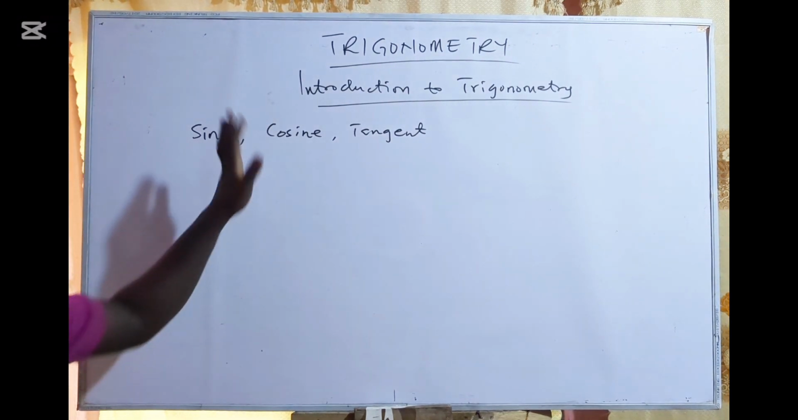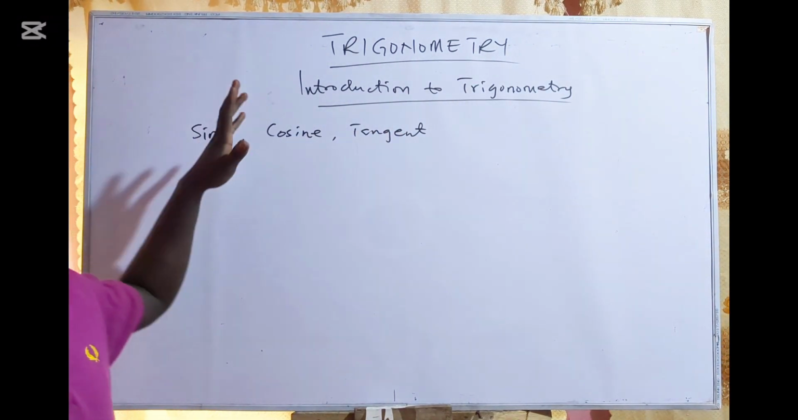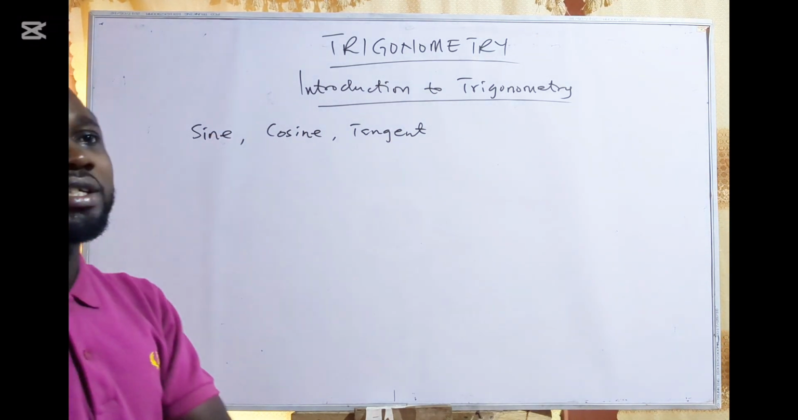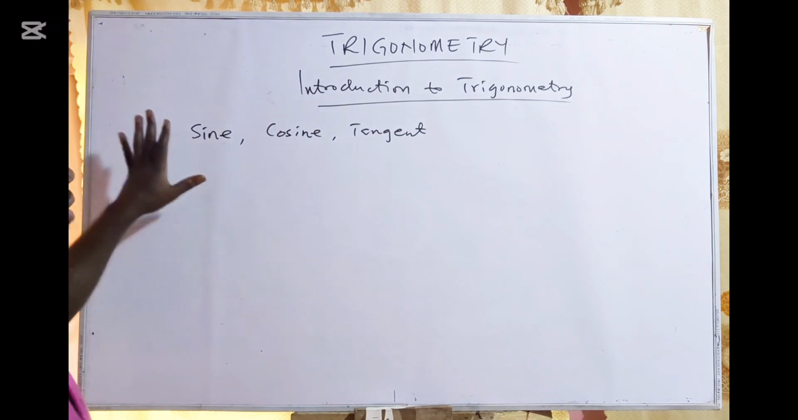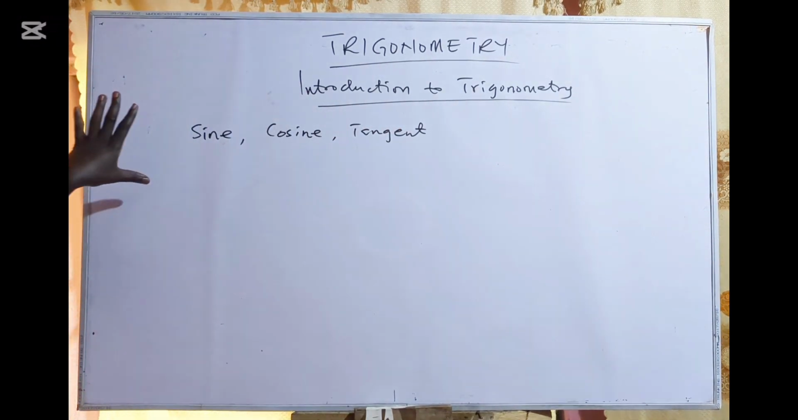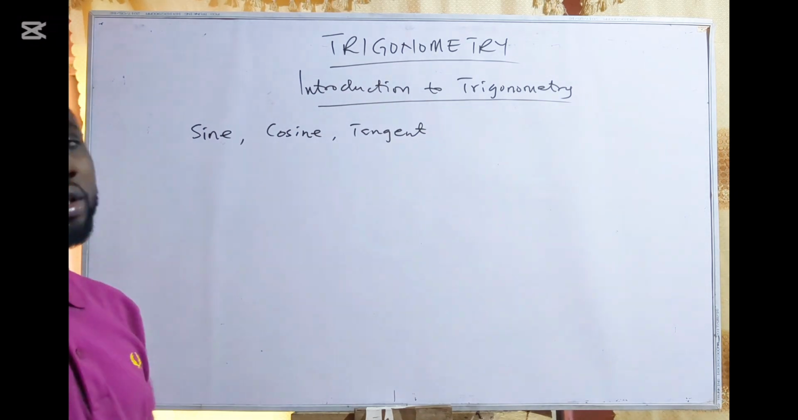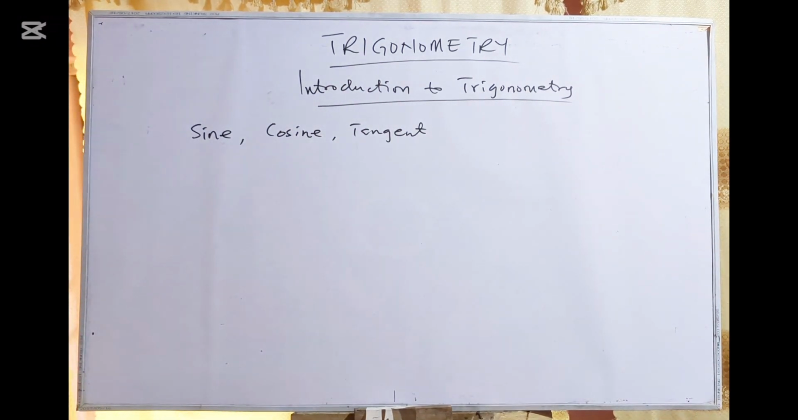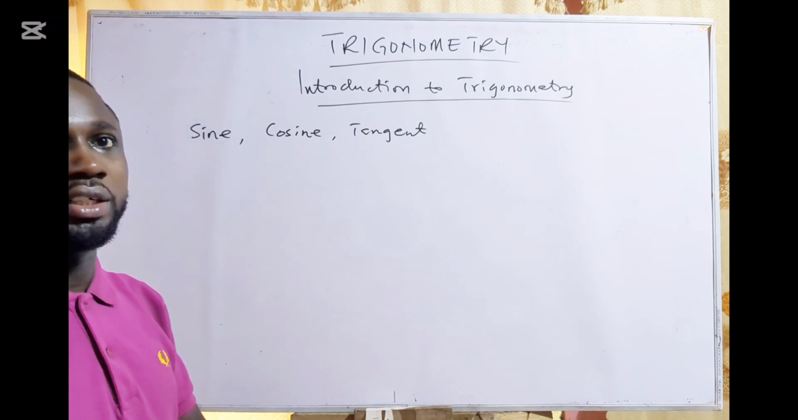But we are only going to look at these. We will not look at the inverse; we'll consider the inverse in another aspect of trigonometry. Today we are only going to look at these three basic trigonometric ratios, which are the sine, the cosine, and the tangent. And then we will also look at a right angle triangle.